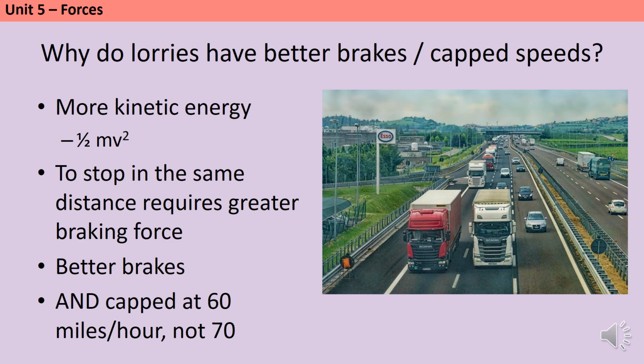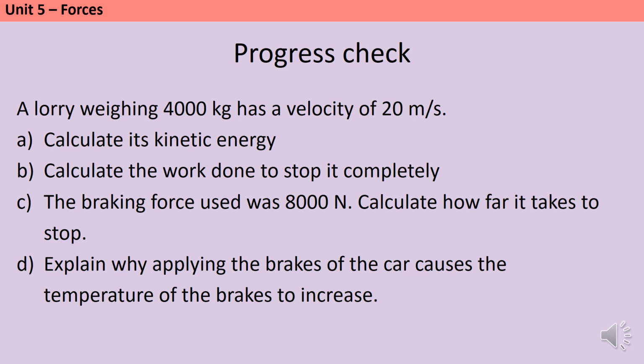This can be done by the lorry having better brakes, which are able to exert a bigger force. But also, there's a limit to how well the brakes can work. And so in order to remove the need for such a big braking force, by forcing them to travel at a slightly slower velocity, we reduce the size of the force required. To finish, we're going to look at 2 examples that require you to use this type of information.